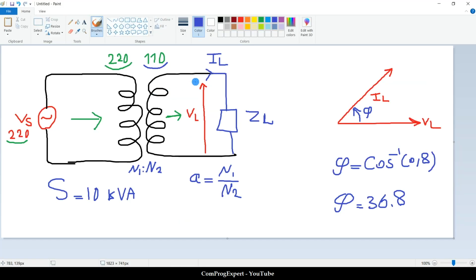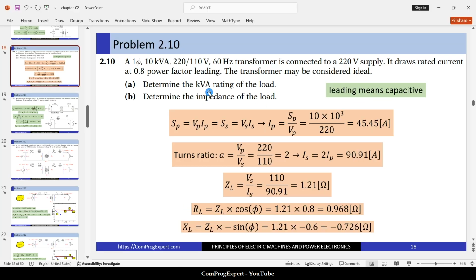So we have the current of the load actually. The current of the secondary is the same as the load current, and we have the load voltage, so we can calculate the load impedance, that is equal to Vs divided by Is. The value of Vs is 110 and the value of Is is 90.91. That is equal to 1.21 ohm. This is the magnitude of the impedance.